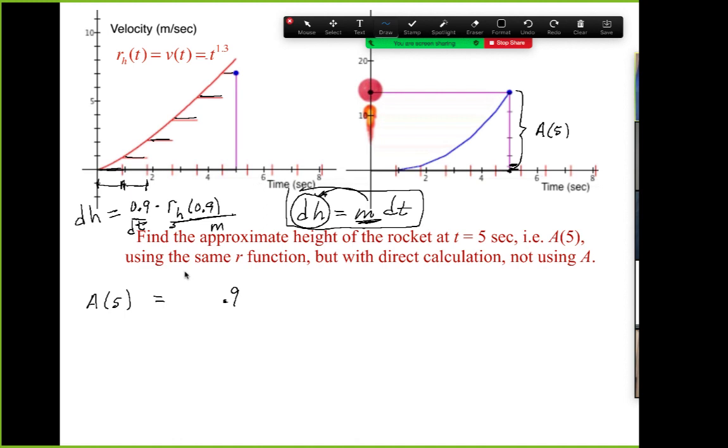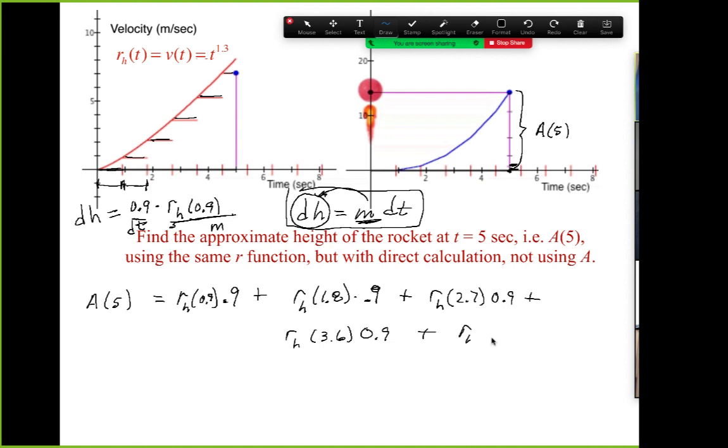So it's 0.9 times the rate at 0.9, plus 0.9 times the rate at 1.8. Okay. Keep going. And then plus the rate at 2.7. Is this 0.9 or 1.8 here? 0.9. Yeah, because it's 0.9 every interval. Right. 2.7 times 0.9. Keep going. And then plus 0.9 times the rate of height at 3.6. Still going. And then plus 0.9 times the rate of height at 4.5. Okay.